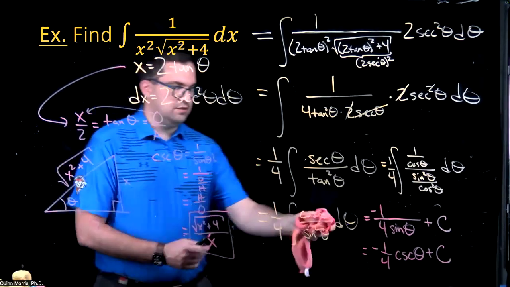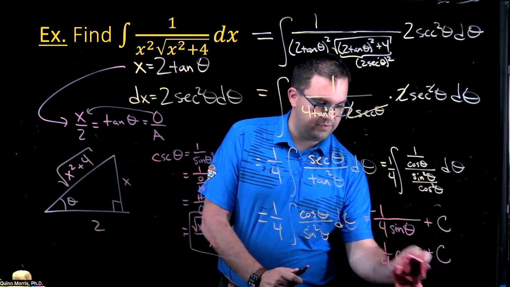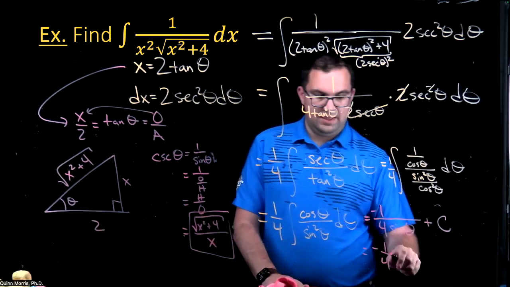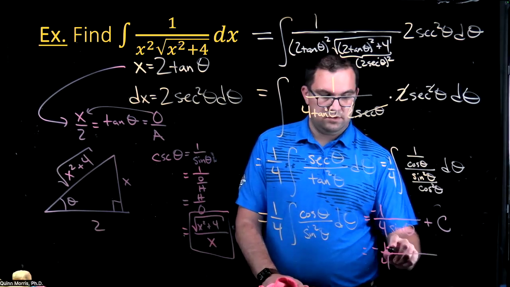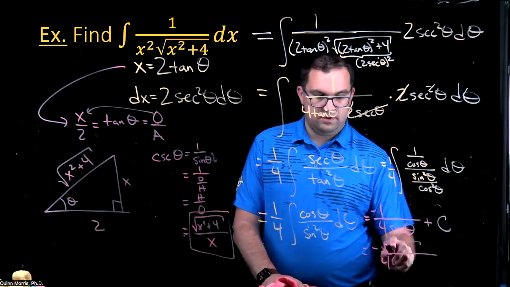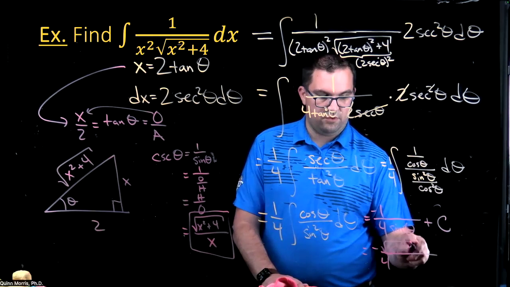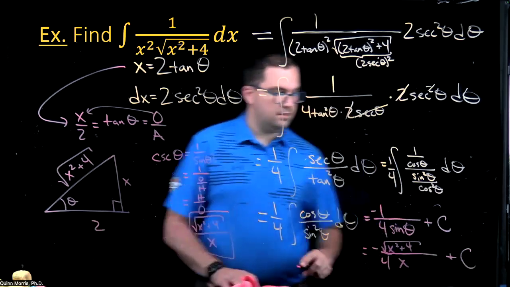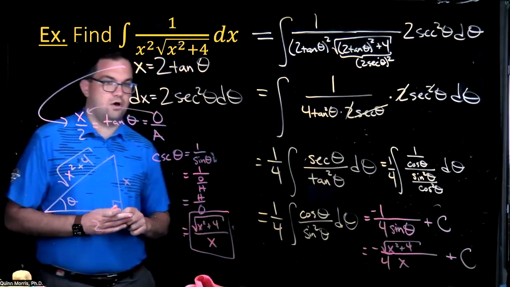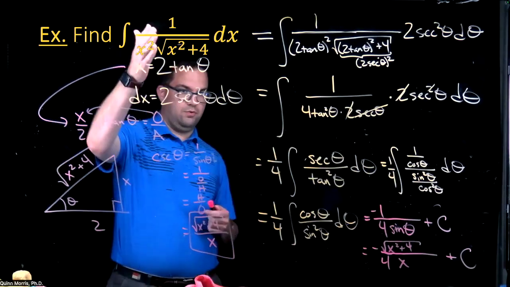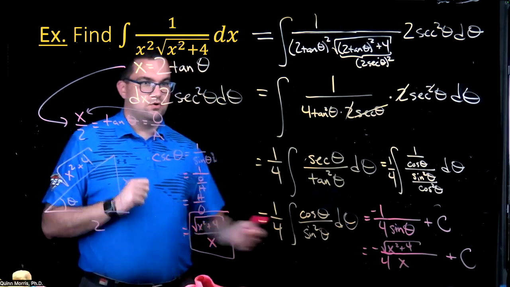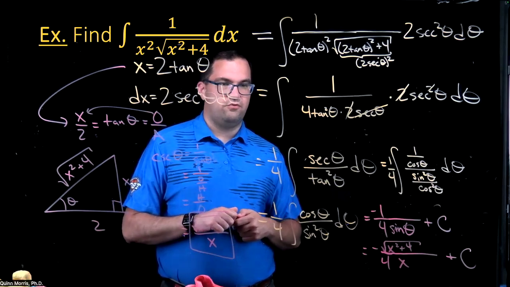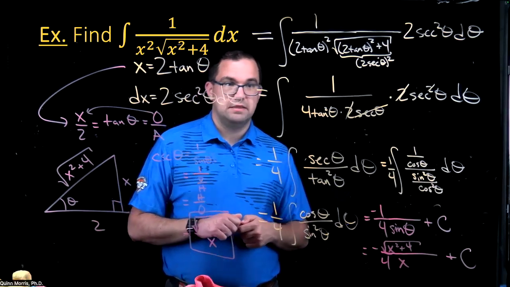And to save room here, I'm going to come over here and just physically erase cosecant of theta and replace it with square root of x squared plus 4 over x. That constant c will still be hanging out there. And so I get the final value of this integral, which is negative the square root of x squared plus 4 over 4x plus c.